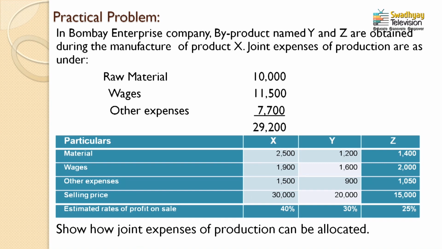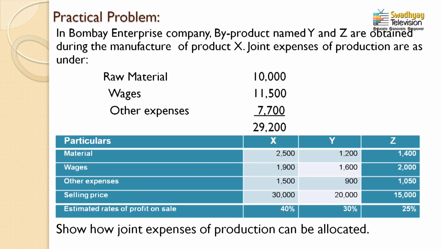Other expenditures are 1500 rupees for the main product, and for the byproducts it's 900 and 1050. Selling prices are given. The main product's selling price is 30,000 rupees, whereas the byproduct selling prices are lower, which is feasible because the byproducts are manufactured along with the main product, so their selling price must be lower, and that is what happens in this example: 20,000 and 15,000 rupees.